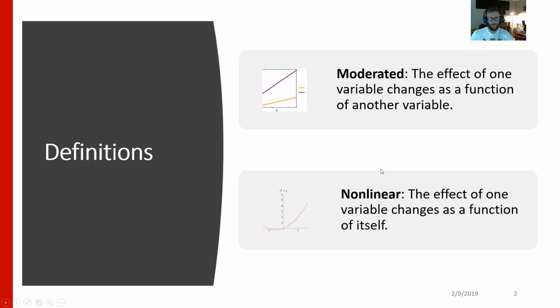In a nonlinear model, it's something that's a little bit similar, but actually quite different. So in these nonlinear models, we're saying that the effect of a single variable changes as a function of itself. So in the moderated case, the effect of x changes as a function of some other variable. In the nonlinear case, we're saying that the effect of x changes depending on where exactly along the x-axis you are.